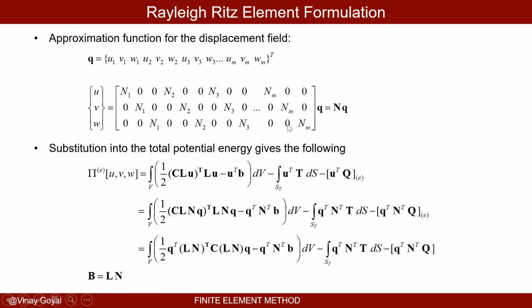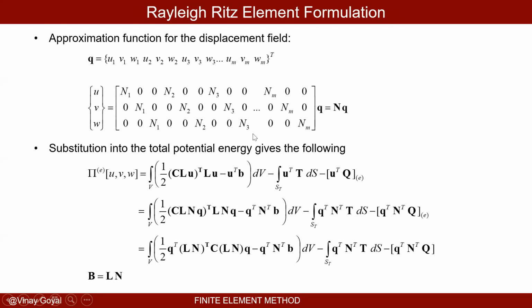In the third equation, you see that N1 is multiplying W1, N2 is multiplying W2, until Nm, which multiplies Wm. So these deflections, which are within the volume, are equated in such a way that these are the matrix of shape functions times the column vector of nodal unknowns. So that's the approximation function. Recall, Rayleigh-Ritz requires an approximation function, and this is my approximation function for each of these unknown quantities.